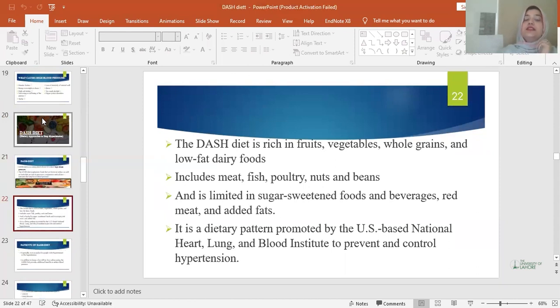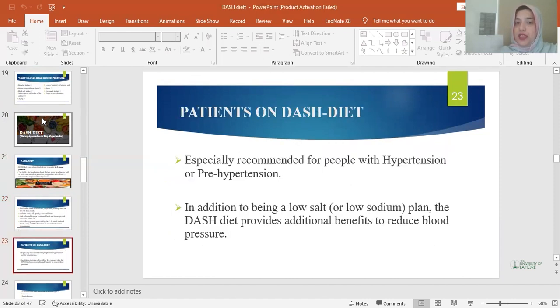The DASH diet is basically a diet that is rich in fruits, vegetables, whole grains, and low-fat dairy foods, includes meat, fish, poultry, nuts, and beans, and is limited in sugar-sweetened foods and beverages, red meat, and added fats. It is a dietary pattern promoted by the US-based National Heart, Lung, and Blood Institute to prevent and control hypertension.